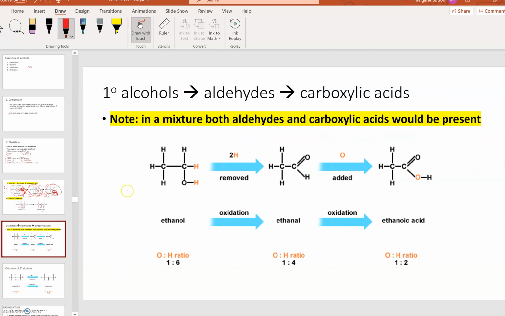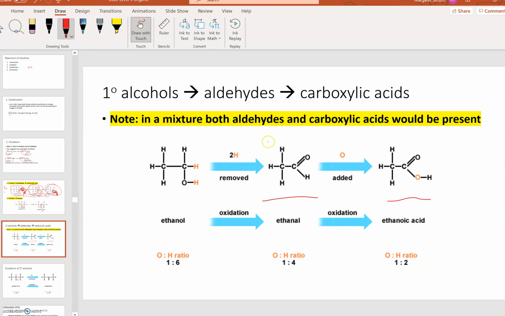So we've spoken about the fact that a primary alcohol makes an aldehyde and then a carboxylic acid. Something you need to be aware of is this: if we were to do this in a boiling tube in the lab, so we have some ethanol and we chuck in some acidified dichromate, which is orange, and we put it in a water bath and heat it up, it will form aldehyde and it will further get oxidized and form the carboxylic acid.